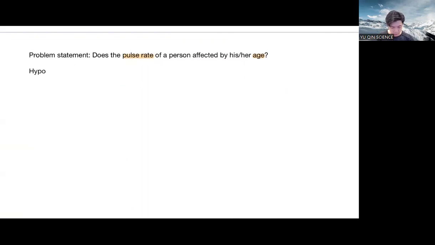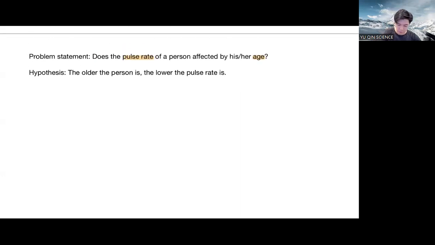Okay, the next one will be the hypothesis. Usually if the relationship is clear, right, we will just go for the simple type. The other types are called the comparison, and there are more types to it. We will learn along the way. So I want to say, the older the age, the lower the pulse rate, I guess. The older the person is, or the age, comma, the lower the pulse rate is. So I'm still using my manipulated and responding variables.